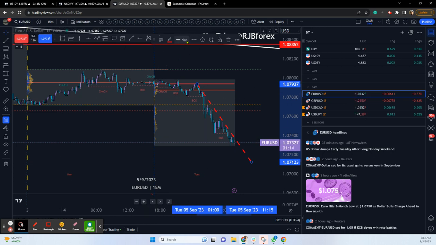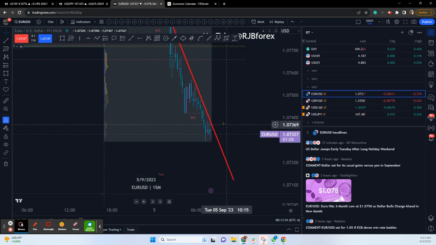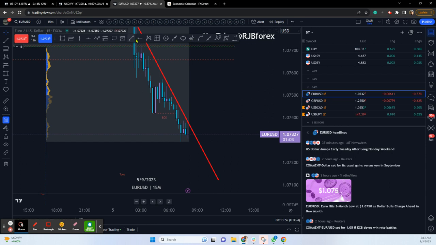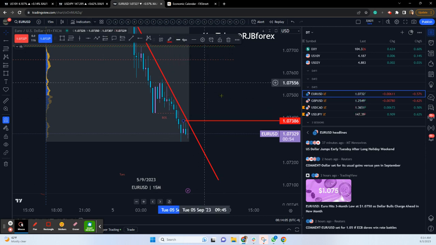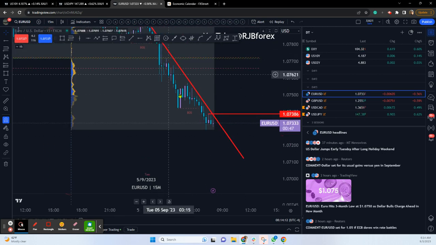Euro dollar is still on the front side of the bear trend, so we need to see a break in structure. At the moment, the break in structure would be above this candle here, 107.38. So break of structure, moving on to the other side of this bear trend, looking for bullish structure over here to ride up.